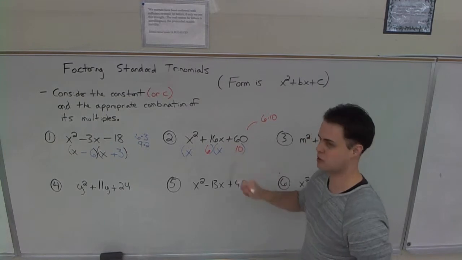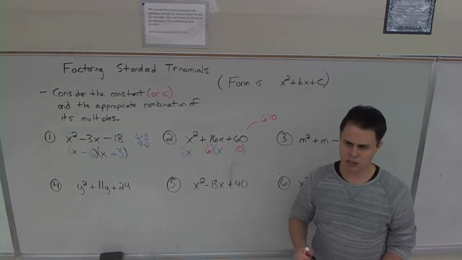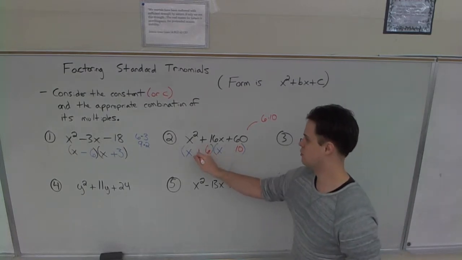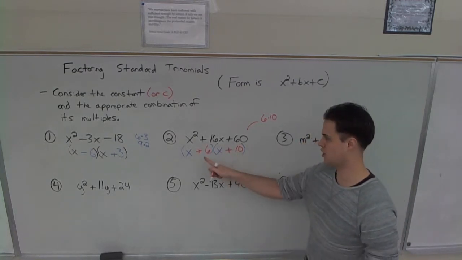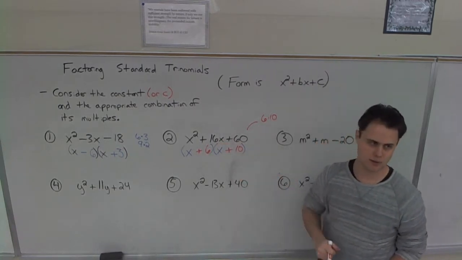This one's a nice and easy one, isn't it? Should they both be negative? Should one of them be negative? Should any of them be negative? Positive. They're both positive. Let's check. 6 times 10, 60. Yes. 6 plus 10, 16. Yes.